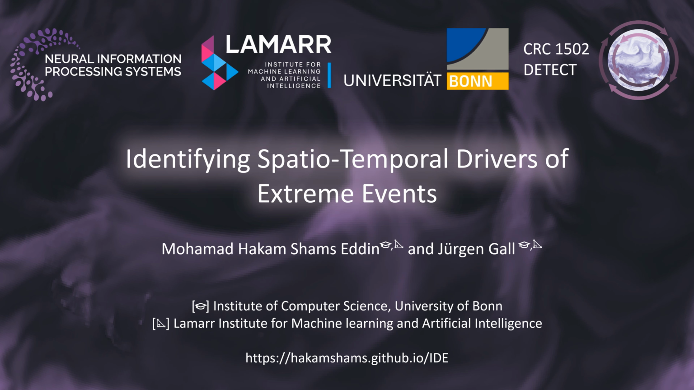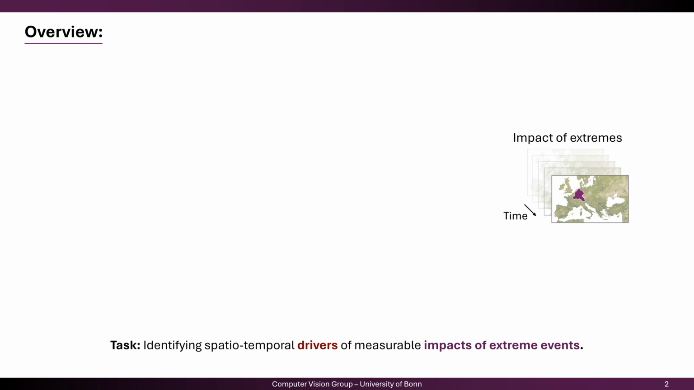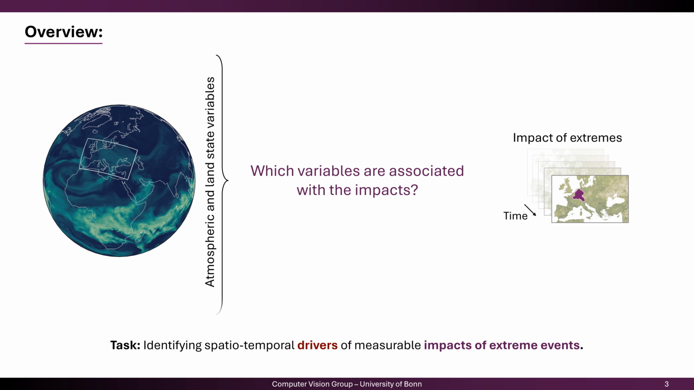Today I'm going to present our work on identifying spatio-temporal drivers of extreme events. In this work, we focus on agricultural drought as an example of the impacts of extreme events. But this could be any type of impacts. And we ask the question, which climate variables are associated with these impacts?